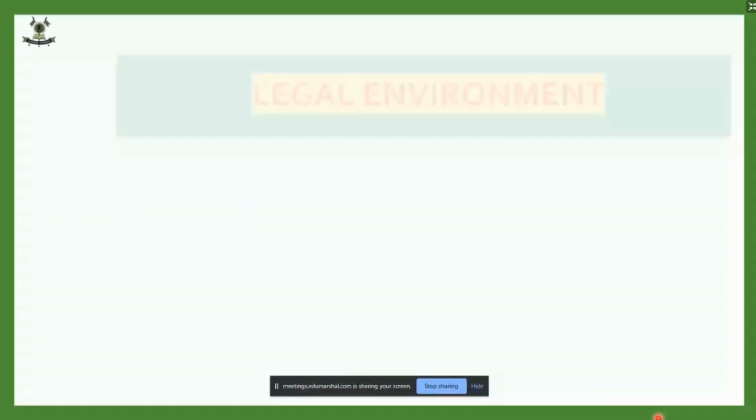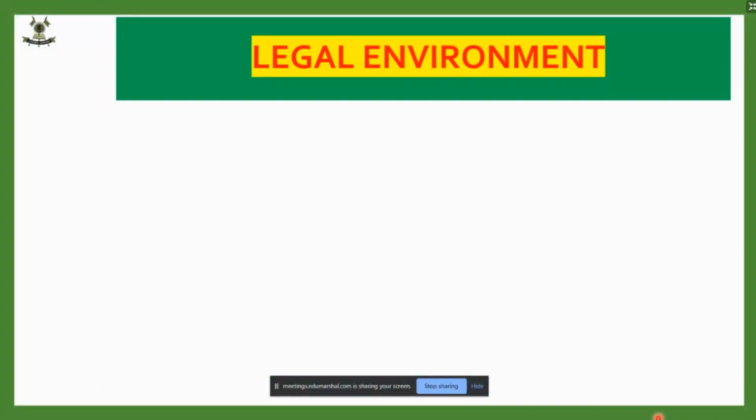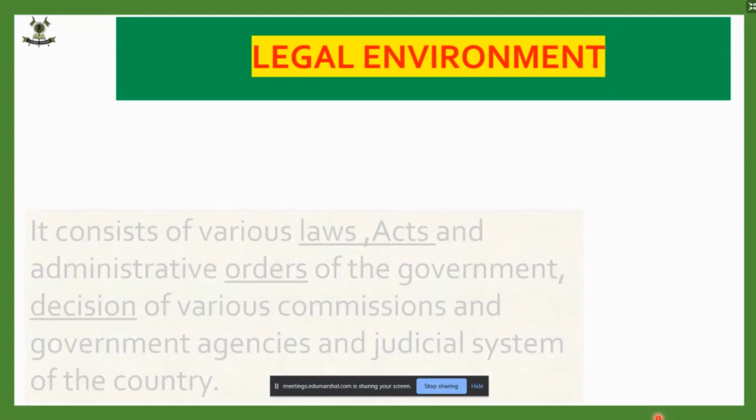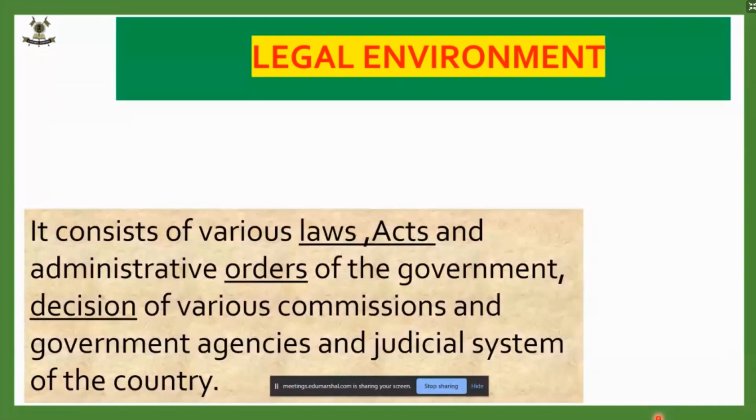The last one is the legal environment. There are certain acts which are being put in place, children. We have to ensure the business works in that legal environment. It constitutes laws, acts, orders, or decisions made by the government. That is termed the legal environment. There might be laws regarding foreign trade, and laws and acts regarding advertisements.